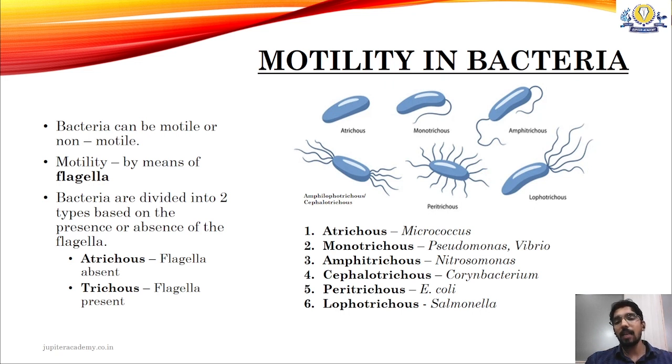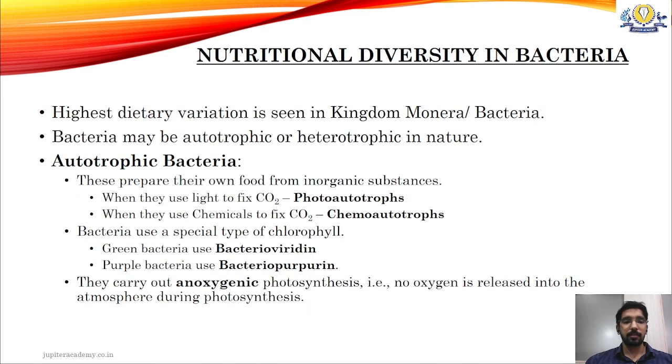And the last type is peritrichous, where many flagella are seen all around the body of the bacteria, all around the cell. Example for peritrichous is E. coli. An example for lophotrichous is Salmonella. Examples are important and you need to keep them in mind.